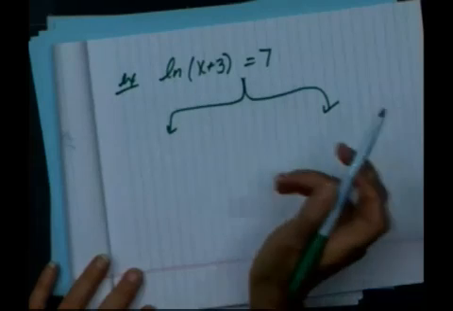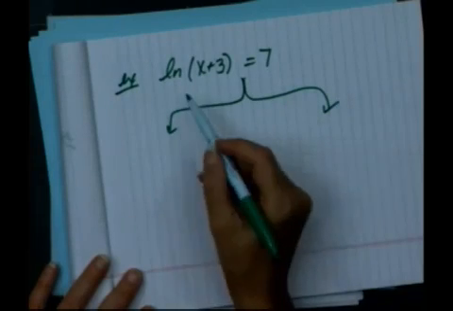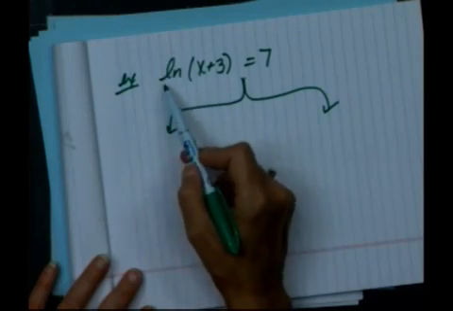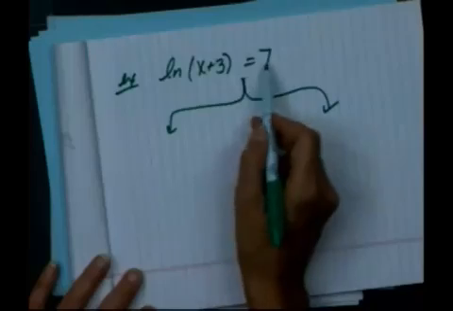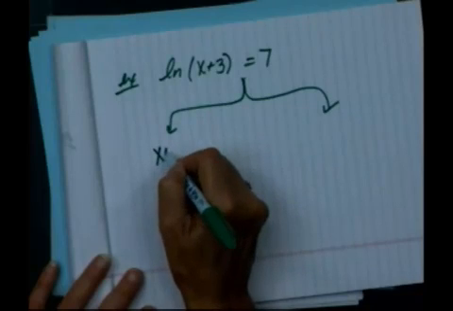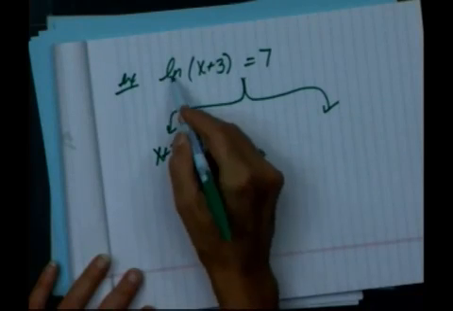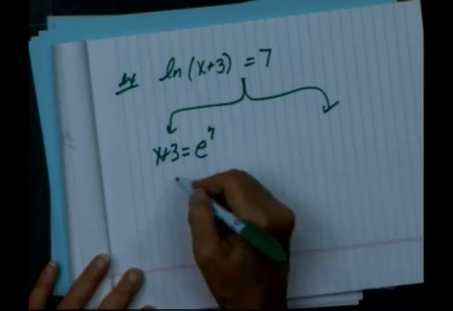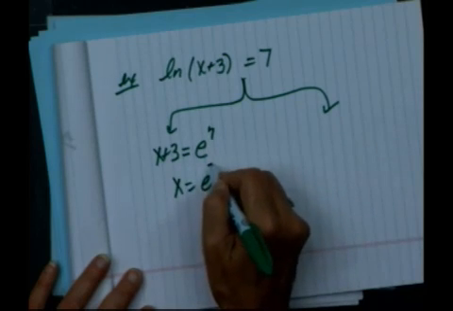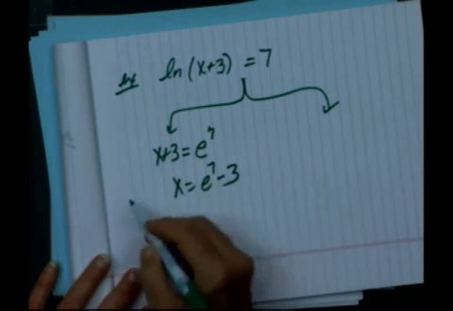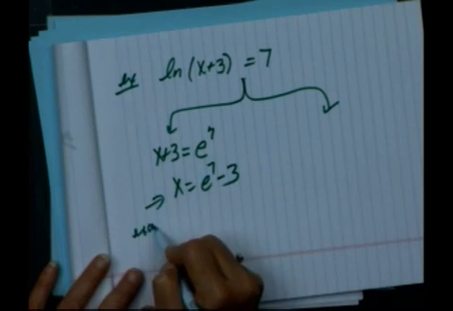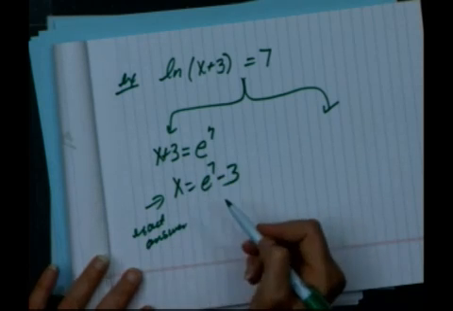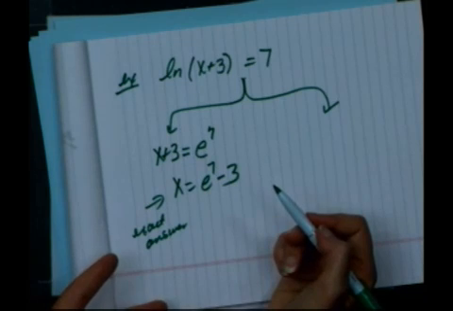What would be one way? Put it in exponential form. Okay, what's the understood base here? E. So to switch it to exponential form, it's going to be x plus 3 equals e to the 7th. So x is equal to e to the 7th minus 3. By the way, this is an exact answer, because e to the 7th, when you put it in your calculator, is just going to be an approximate answer.